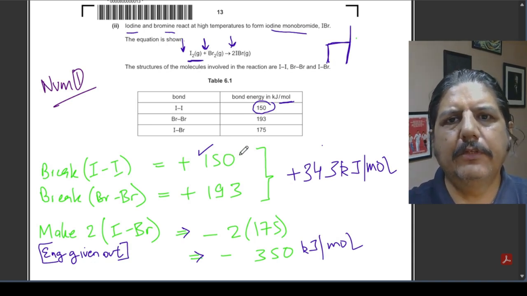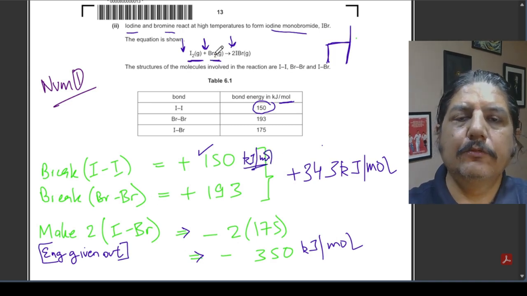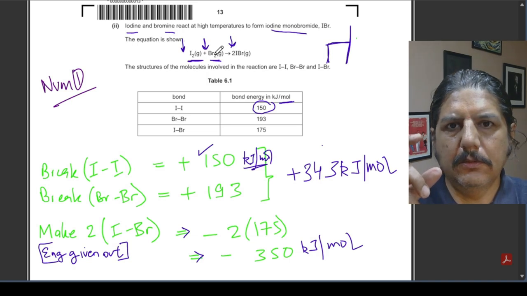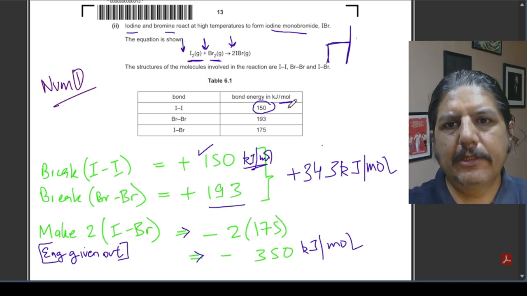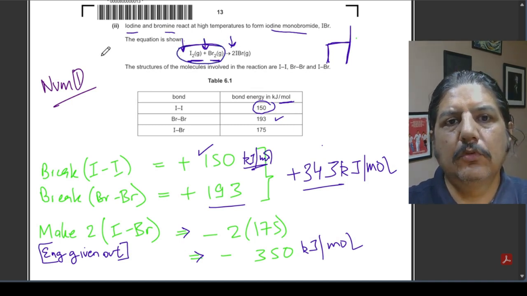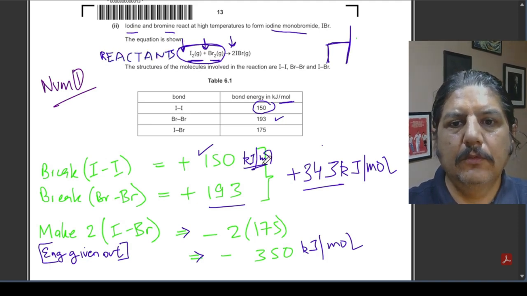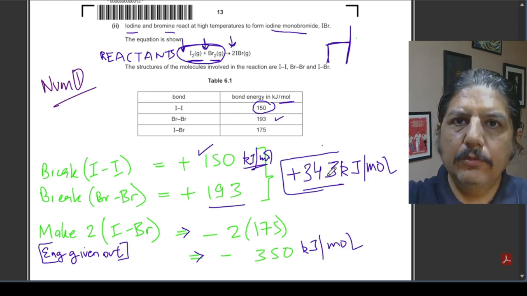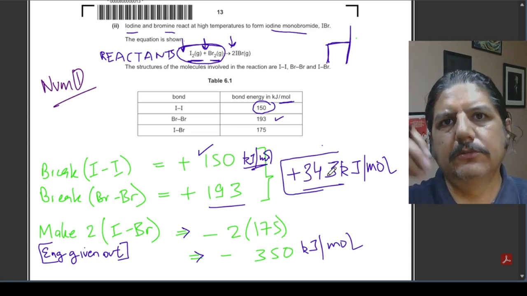So here I have to break 1 mole of iodine molecules. So I will be requiring 150 kilojoule per mole. I haven't written kilojoule per mole, you can write it here. Then next I have to break 1 mole of bromine gas molecules. So for that I will require 193 kilojoules. So total, this is the amount of energy which I require to break the reactants. I'll have to add that. So 3, 9, 5, 14, 1, 2, 3. 343 kilojoule per mole of energy I have to give in the system to break the bonds.